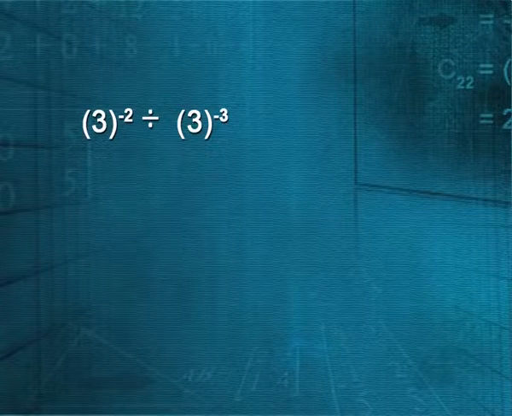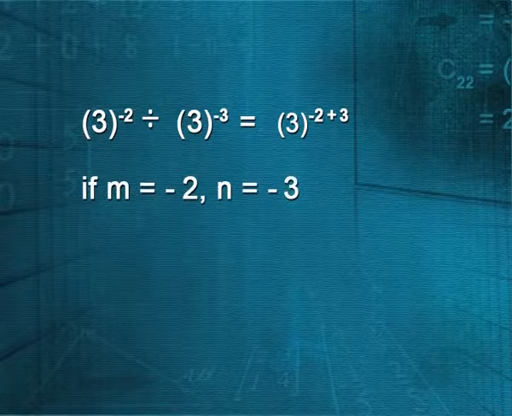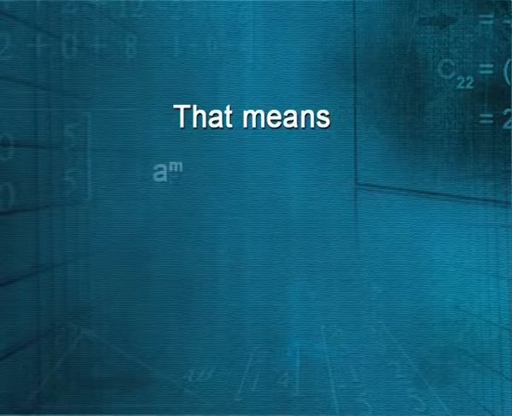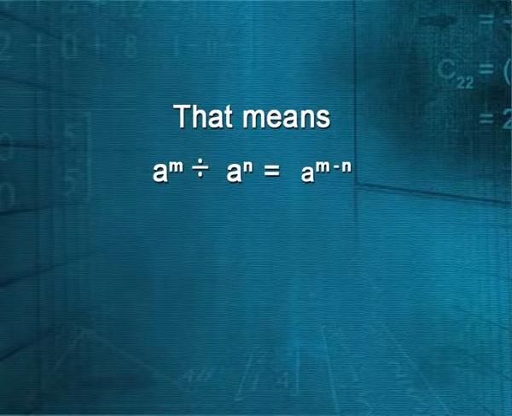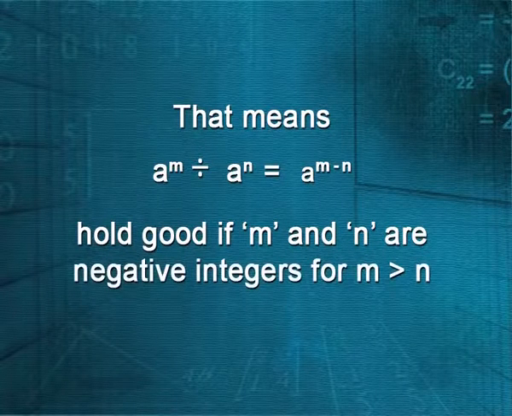So, the result holds good if m and n are negative integers. Now, take the second example: 3 raised to the power minus 2 divided by 3 raised to the power minus 3 is equal to 3 raised to the power minus 2 plus 3. If m is equal to minus 2 and n is equal to minus 3 and m is greater than n, it is equal to 3 raised to the power m minus n. That means a raised to the power m divided by a raised to the power n is equal to a raised to the power m minus n holds good if m and n are negative integers and certainly m is greater than n.